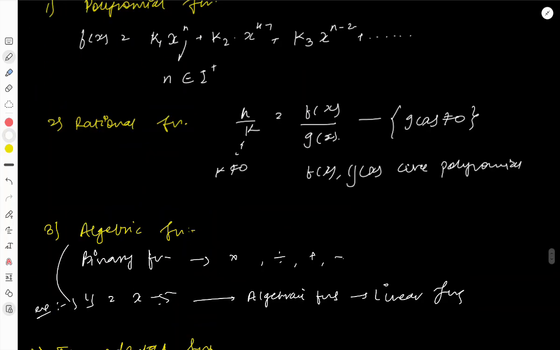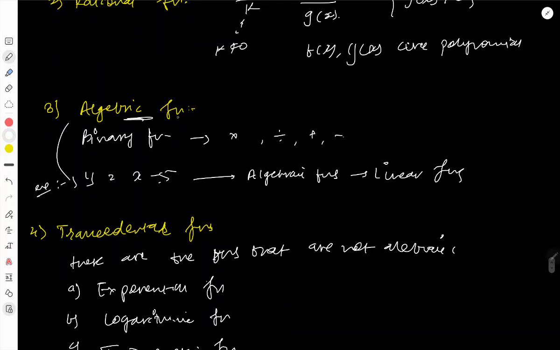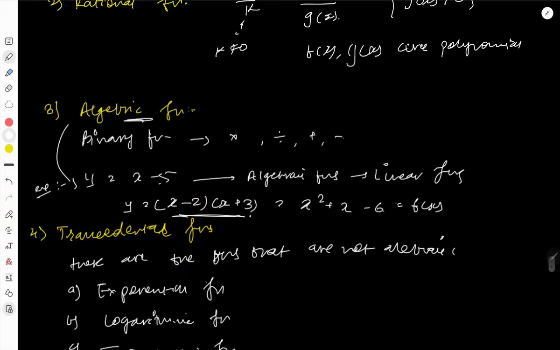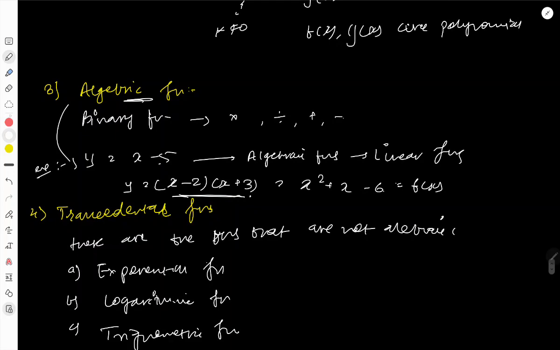And we can say algebraic functions are the functions which are of linear. So now if I write a quadratic equation, y is equal to (x minus 2) into (x plus 3), now this is an algebraic function. But now if I solve it as x square plus 3x minus 2x minus 6 is equal to f of x, now it goes into the polynomial function. So now we can say they are interrelated.